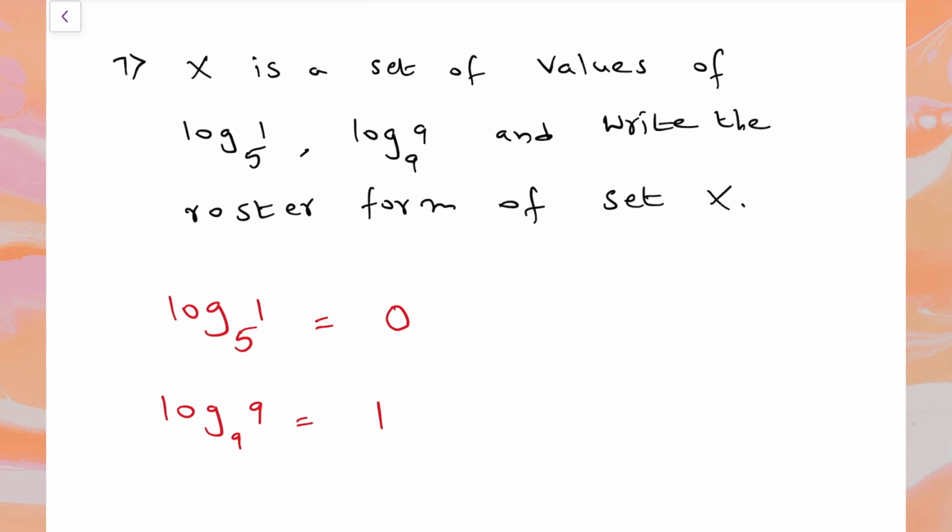So he is asking us to write out the set X. So set X is equal to, the elements will be the answers, right? So 0 comma 1. He is asking about roster form only. So roster form is nothing but just writing the elements of it. So I wrote it as 0 comma 1.